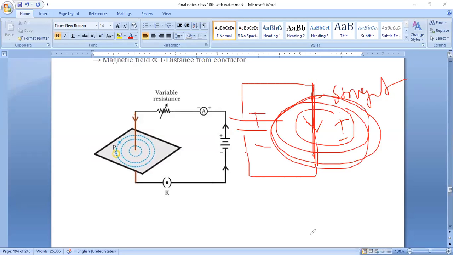So you people have understood one point, that whenever a current carrying conductor is there, means if it is carrying current I, then it will produce magnetic field around it. It will produce magnetic field around this conductor. So this property is nothing but magnetic effect of electric current. Who is producing magnetic field here? The current is producing magnetic field. The current I is producing magnetic field around the conductor.